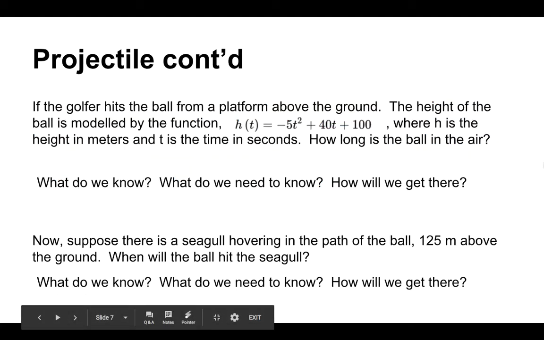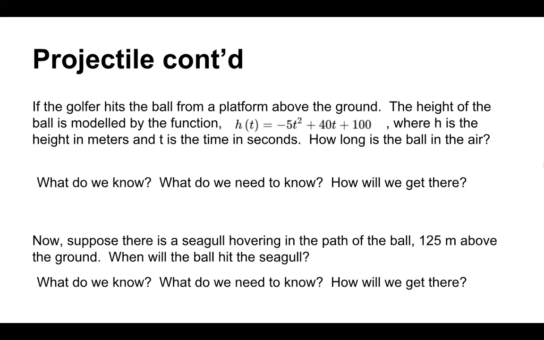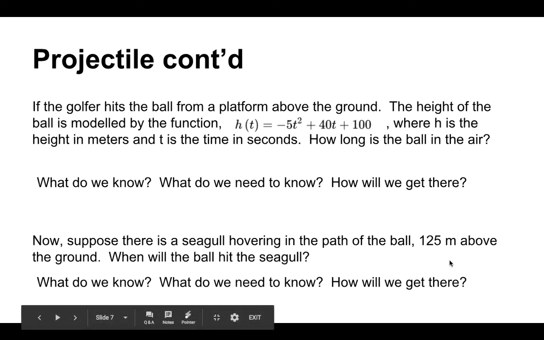Next question, if the ball hits off the platform, how long is the ball in the air? So you can, again, draw it. We want to know really what that zero is. That's what we need to know. And how are we going to get there? We can factor it or use the quadratic formula. And then the seagull question is very similar to the power lines. We're just dealing with the same issue where we can sub 125 in.